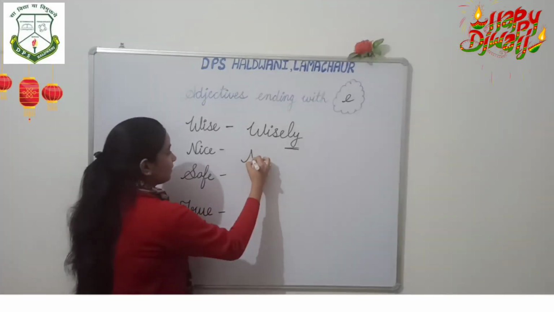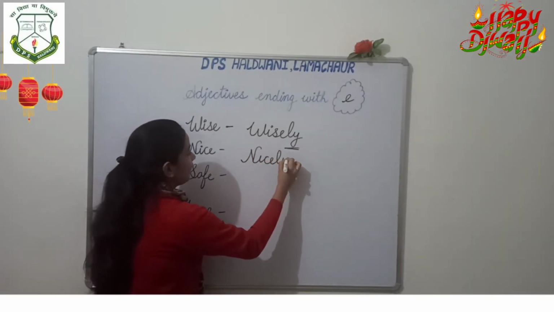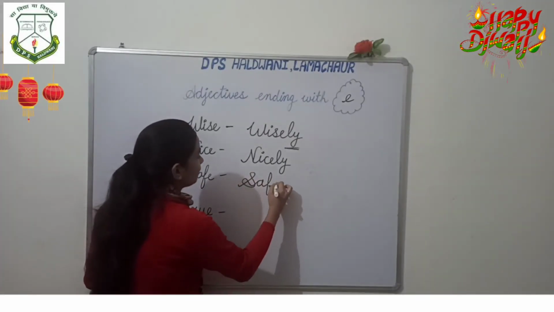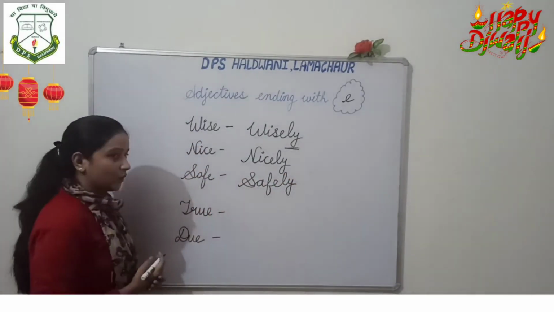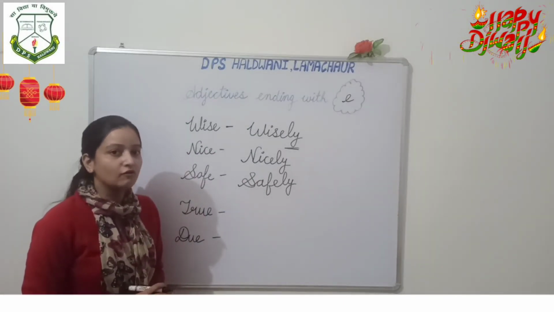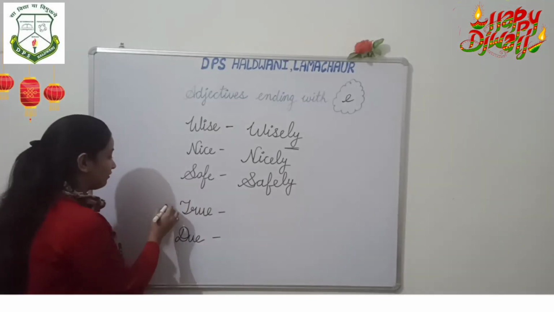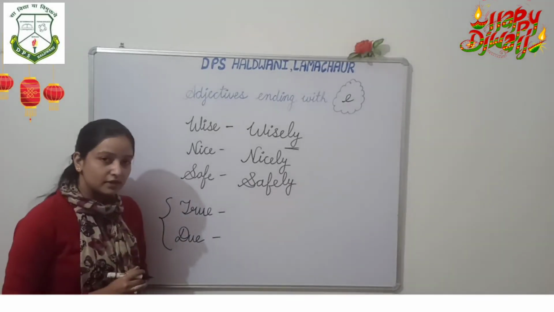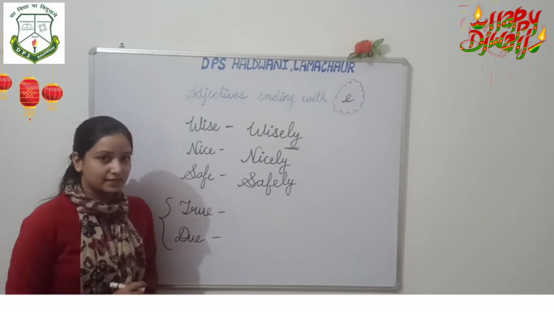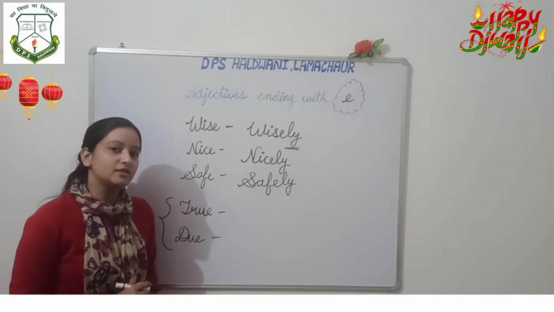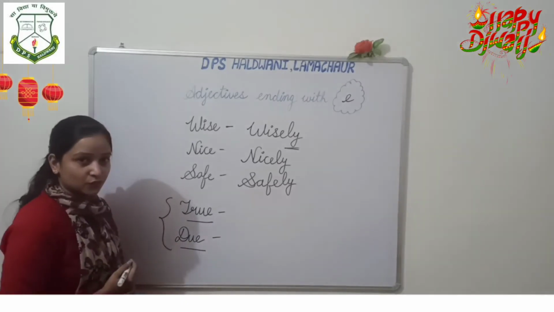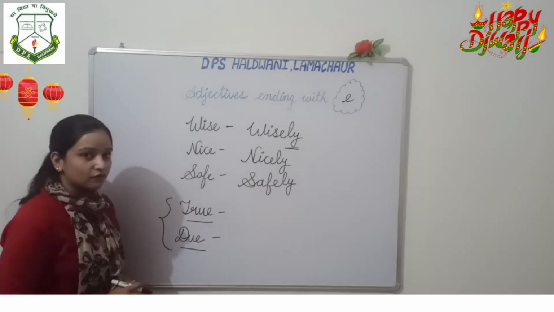So nice. Nicely. N-I-C-E-L-Y. Next, safe. Safely. S-A-F-E-L-Y. Safely. But always there is the case of exception. So here we have the words which do not follow the rules. Exceptional cases means the words which do not follow the rules. So here we have true and due. These words do not follow the rules.